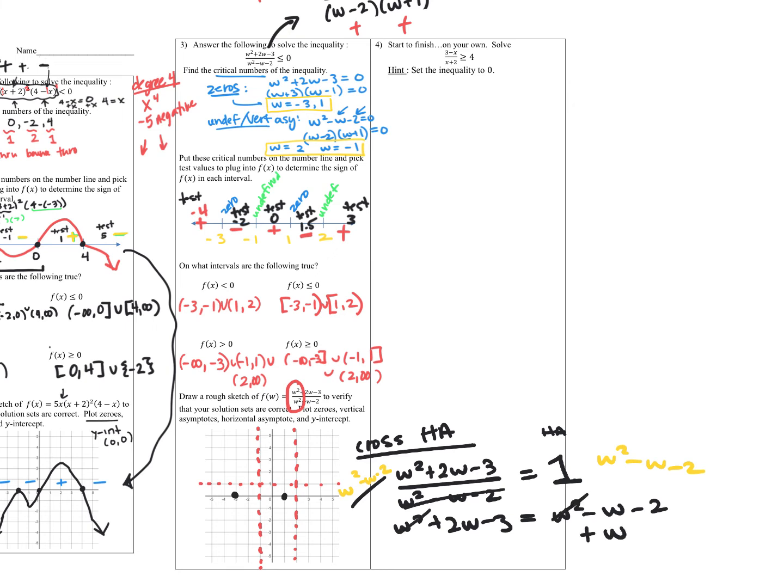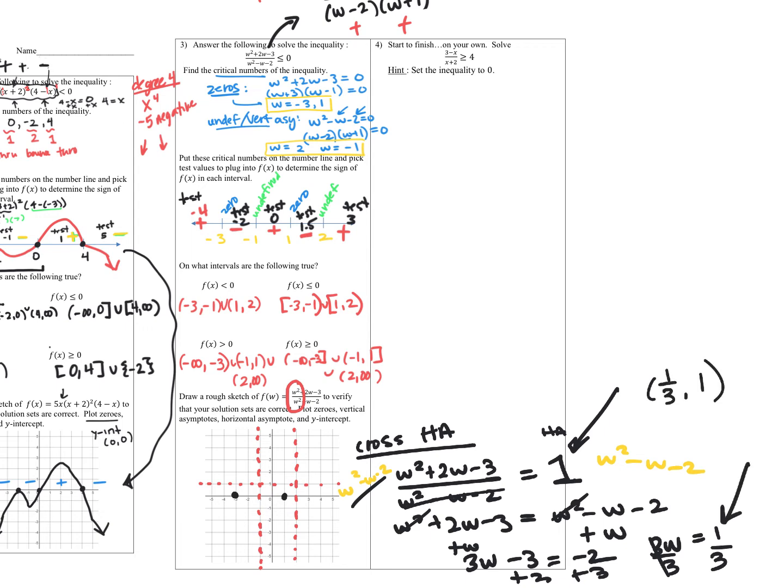So I'm going to move this little w over. We're going to get 3w minus 3 equals negative 2. Add the 3 over. We get 3w is equal to 1. Divide by 3. We get w equals 1/3. So what that means is we will get this output of 1 when our input is 1/3. So the point (1/3, 1) is on our graph. So (1/3, 1), like right there on the asymptote.